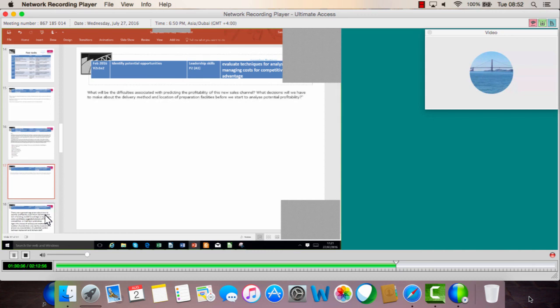Identify potential opportunities. What will be the difficulties associated with predicting the profitability of a new sales channel? Well, for us, it may not be a sales channel, but anyway, what decisions will we have to make about the delivery method and location of preparation facilities before we start to analyze potential profitability?